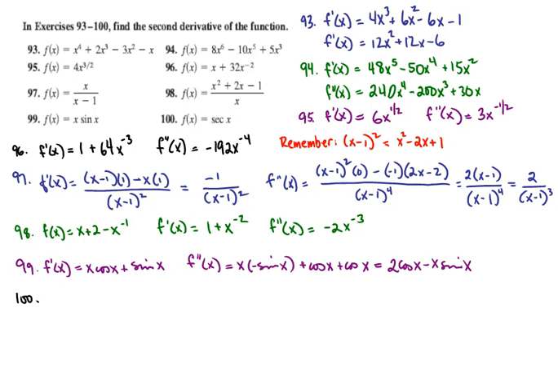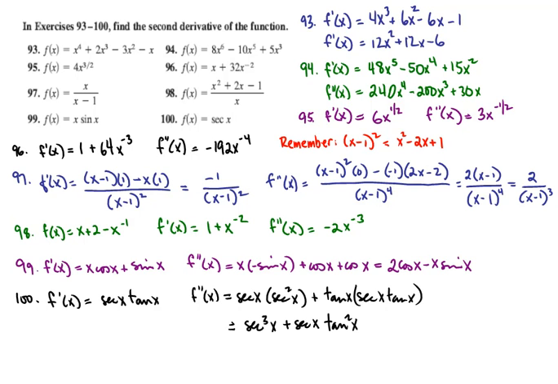For problem 100, we have just secant of x, and the derivative of secant x is secant x tan x. For the second derivative, we have a product. It's 1 d2. Since the derivative of tangent is secant squared, we have secant x secant squared x plus 2 d1, for a total of secant cubed x plus secant x times tan squared x.